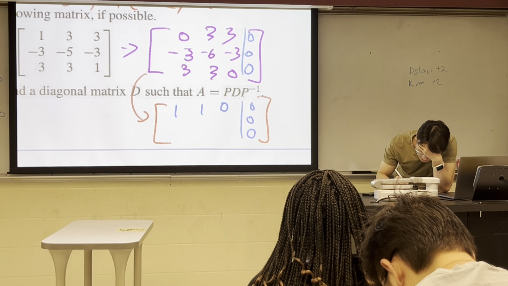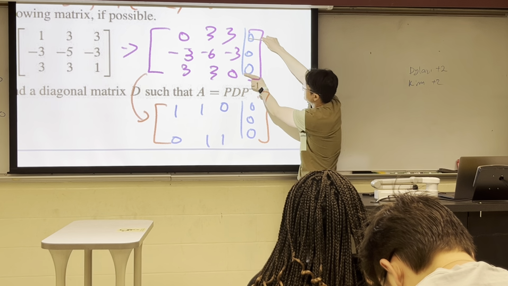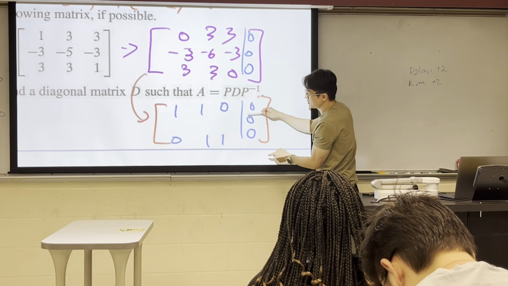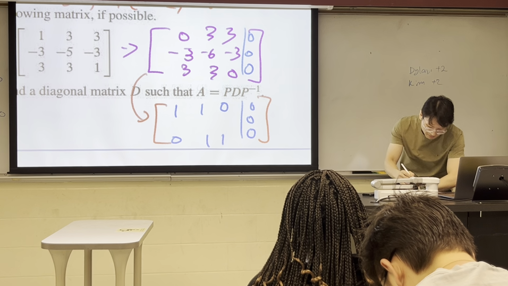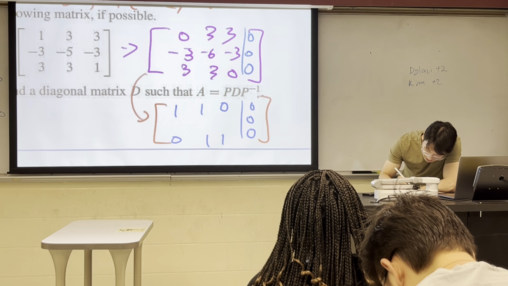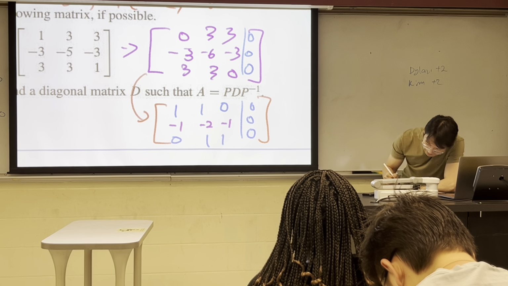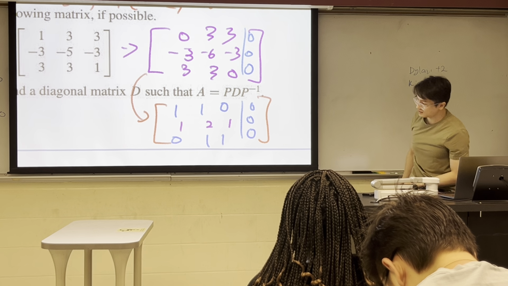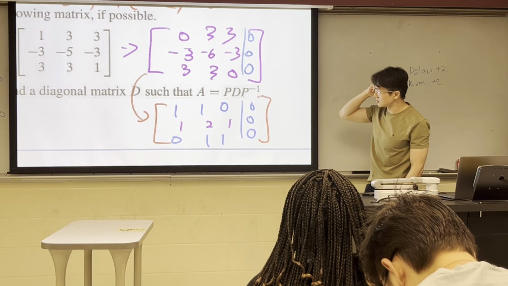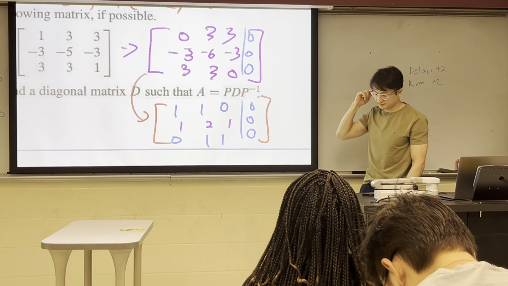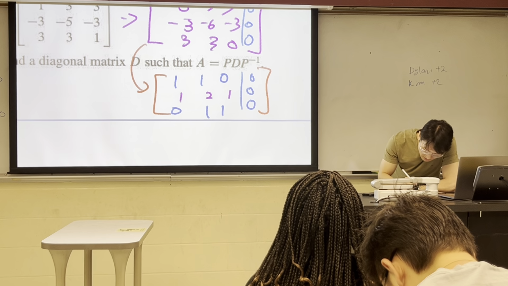1, 1, 0. And just swap the first and second, third row, and then scale them to 1, and then negative 1, negative 2, negative 1. I'll just erase it. Okay, this is perfect. And then what? Row 2 minus row 1 minus row 3.